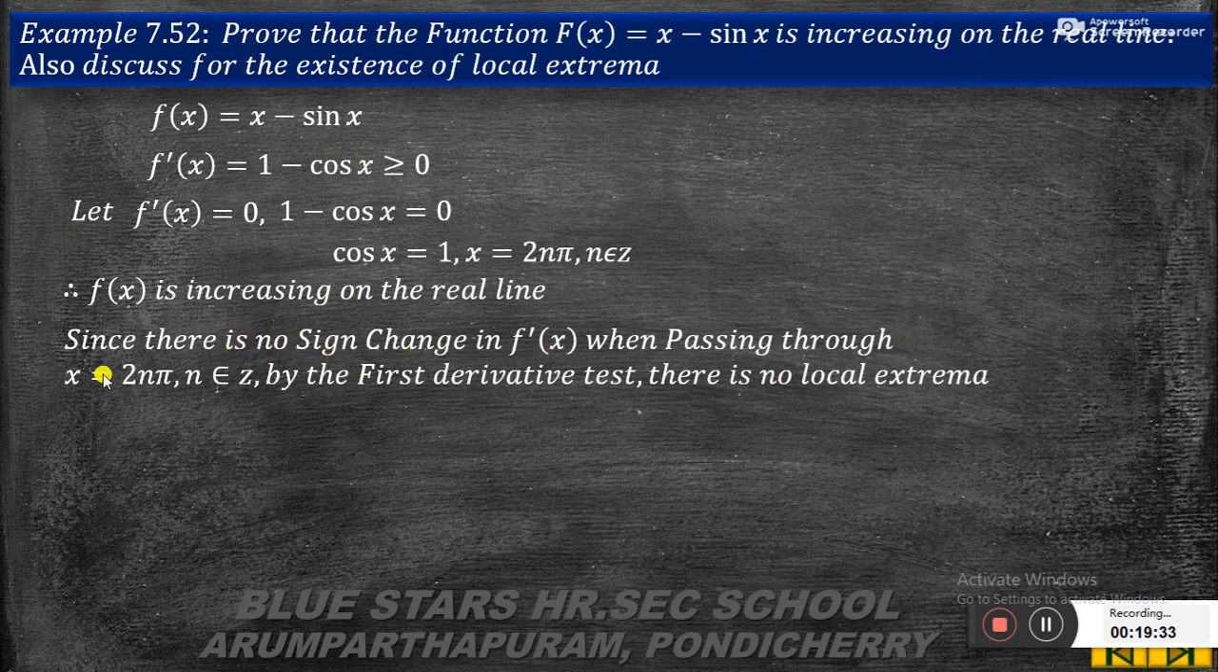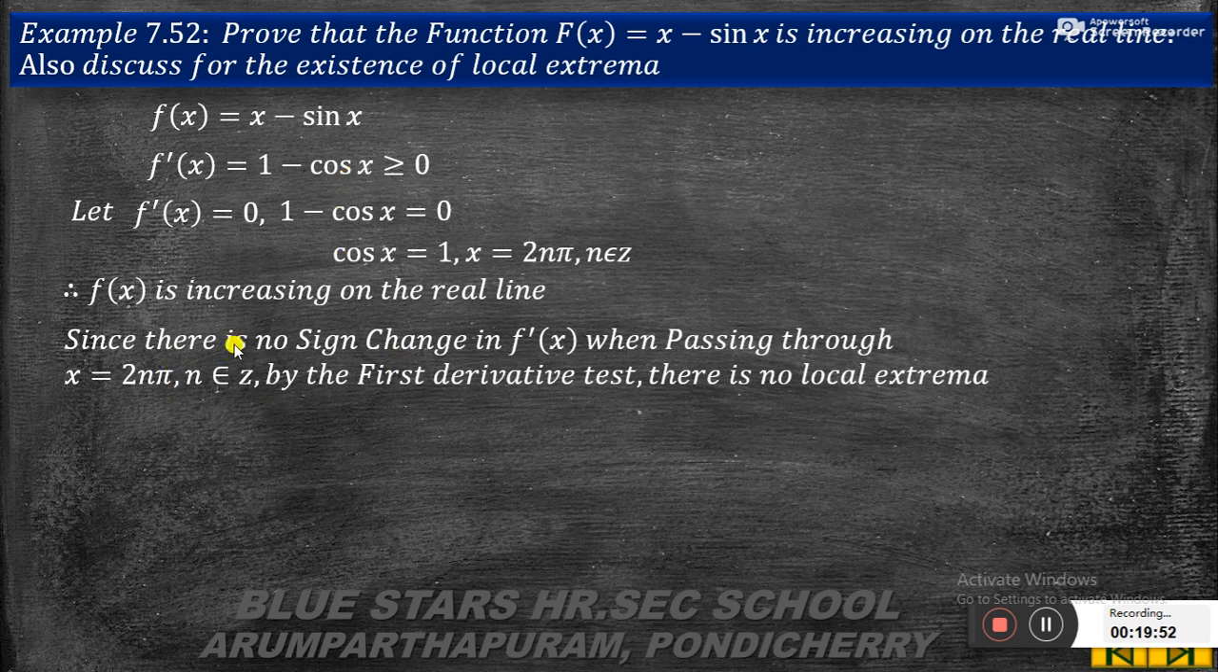When passing through x equal to 2nπ. Suppose I take n equal to 1, that means 2π; n equal to 2, 4π. So 2π, 4π, 6π, 8π, 10π. Any values I substitute here, I get only positive values, a positive answer, no negative answers.